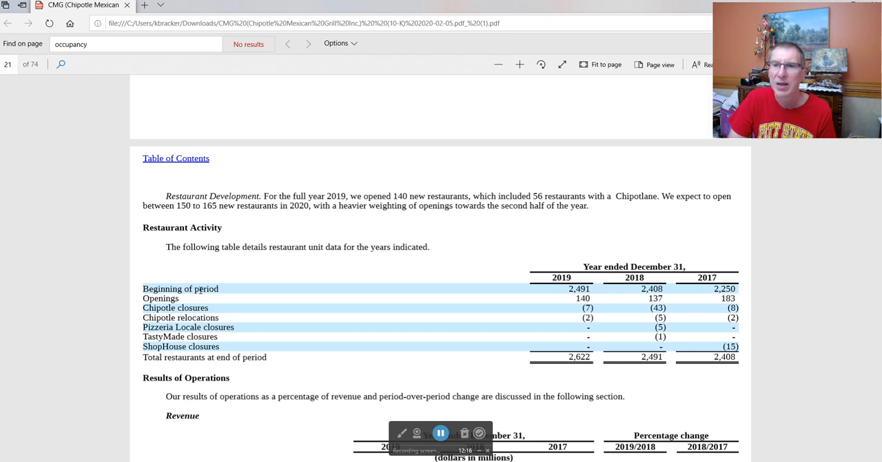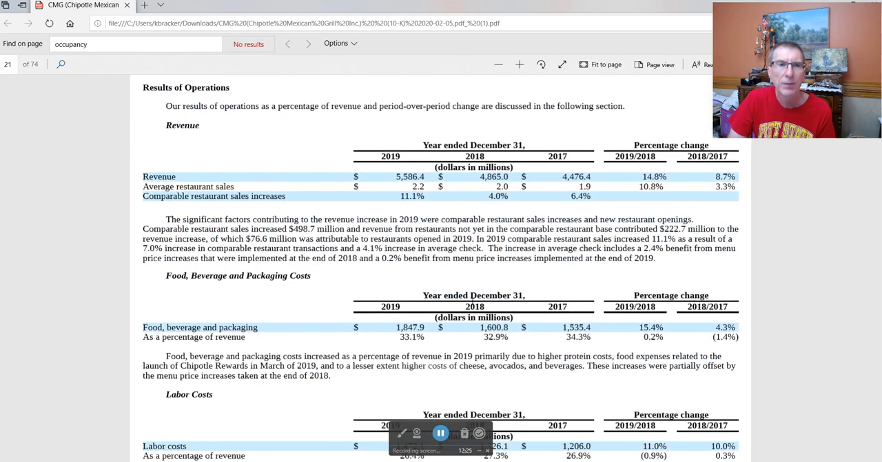But it talks about the beginning of the period, how many they had, how many opened, how many closed. And notice they've closed a few each year, but they've opened quite a few more. Results of operations. This is something that's worthwhile. And here what you want to look at is comparable restaurant sales increases.